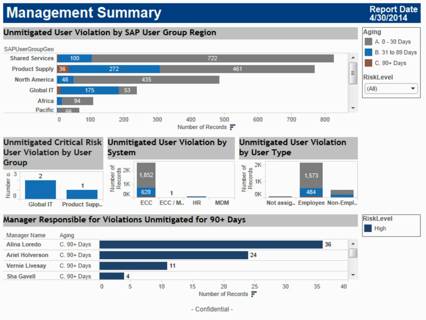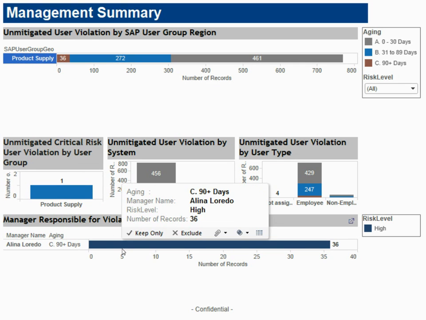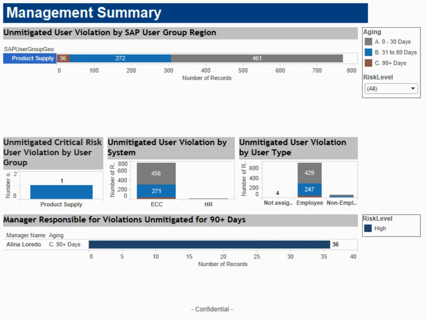So to use this report, we'll look at the product supply SAP user groups. And we see that we have one critical risk out there in this user group, and we have one violation that's currently outstanding for greater than 90 days, and we have the manager responsible for those violations that we can follow up with to hopefully correct these unmitigated violations.